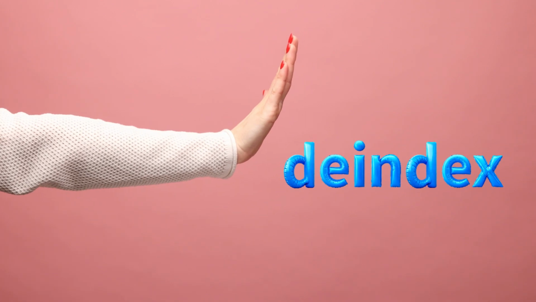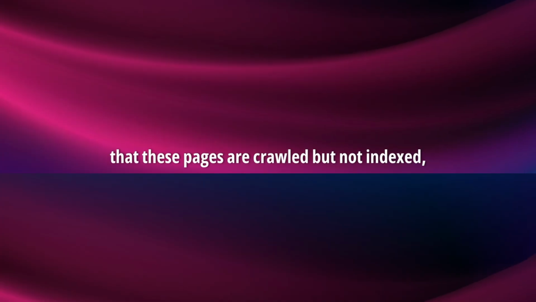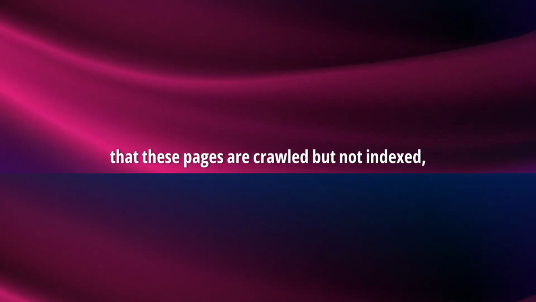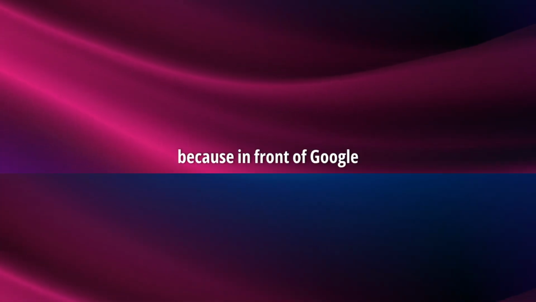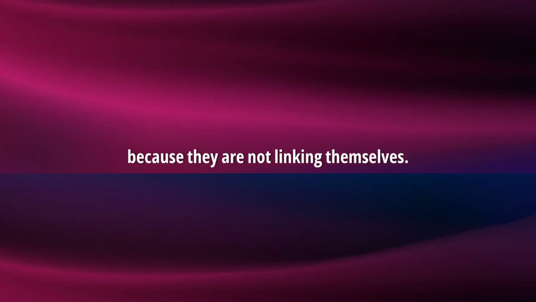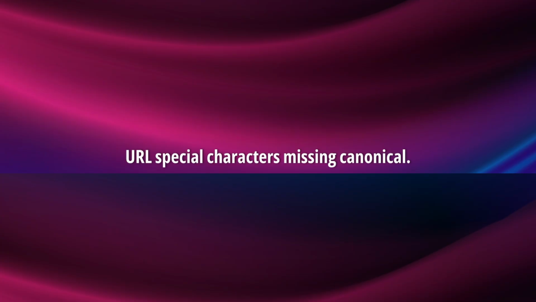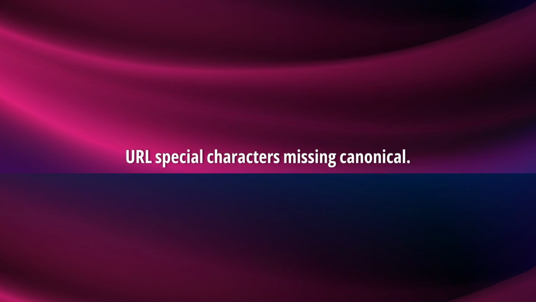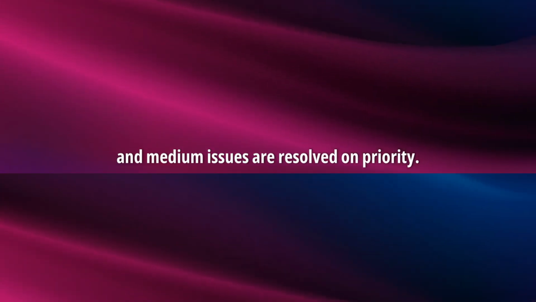Then they will show up in your Search Console as crawled but not indexed, because in front of Google you're showing that the site owner is not giving priority to these pages, since they are not linking to them themselves. So why should Google crawl them? URL special characters, missing canonical. So you can make sure that all these critical and medium issues are resolved on priority.